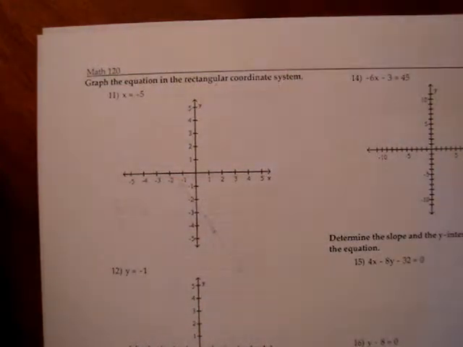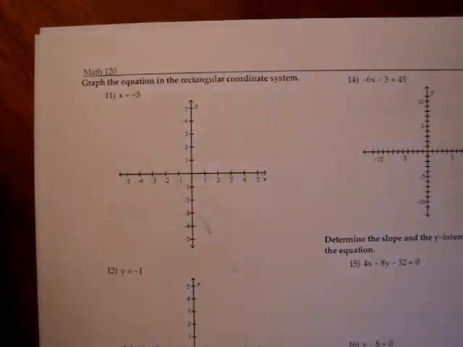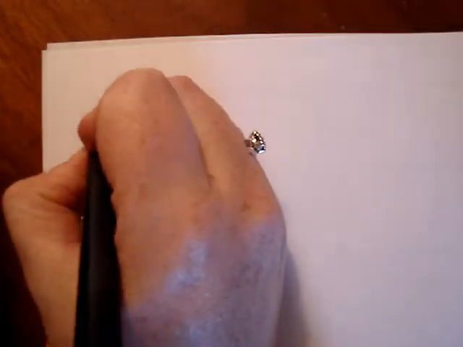The next topic we're going to talk about in section 2.3 are what I call special lines. Those are horizontal and vertical lines, because the equations of horizontal and vertical lines look different than the equations of other lines. So let's start with the horizontal line.